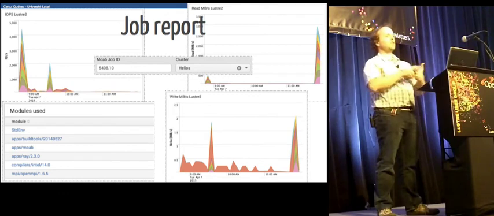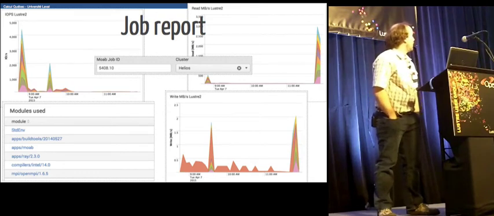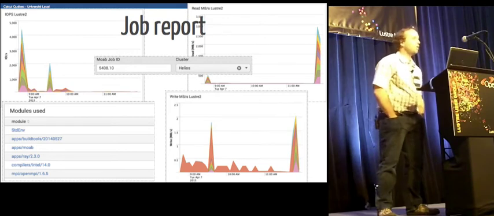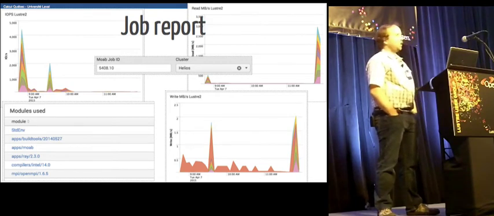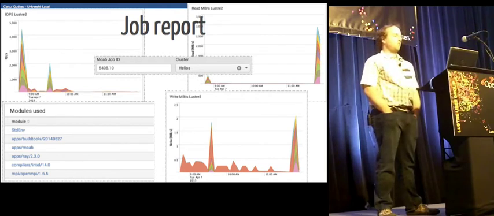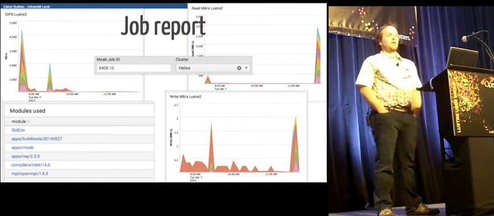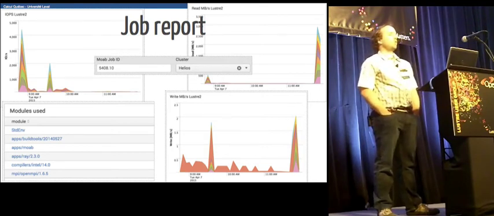So here we can see a big spike of IOPS at the beginning of the job, like 4,000, 4,500 IOPS maybe, and without much going on as far as read or write throughput is concerned. So it gives us a pattern for the job and allows us to make comparisons further down the road if the user has made optimizations or if we have made changes to the system.